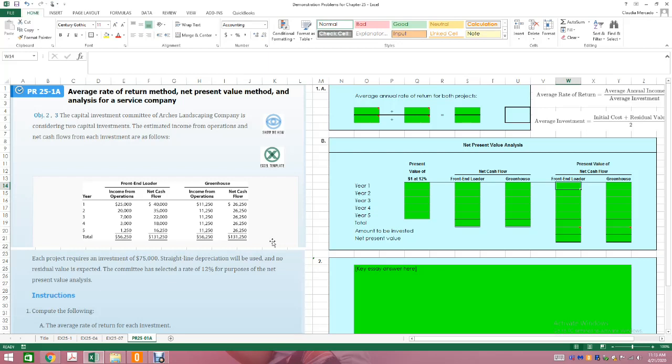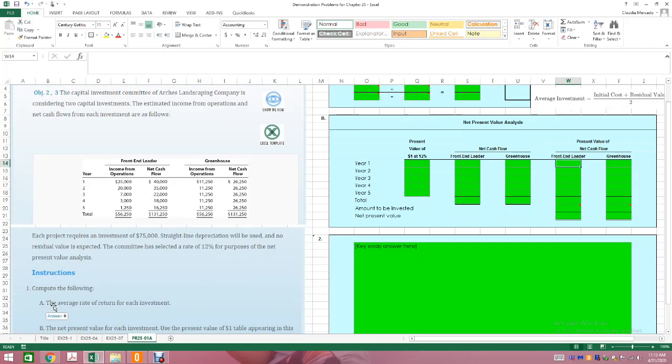Straight line depreciation will be used and no residual value is expected. That's very important. No residual value. At the end of its useful life, the front end loader or the greenhouse is not going to have any value associated with it. The committee has selected a rate of return of 12% for purposes of the net present value analysis. Okay, so instructions.